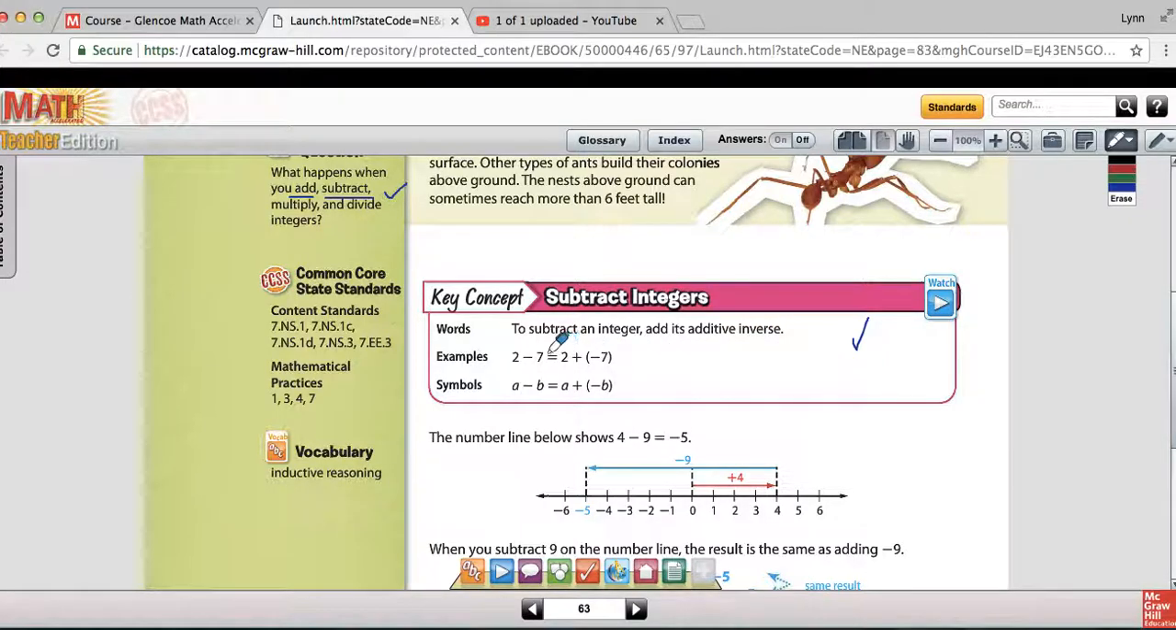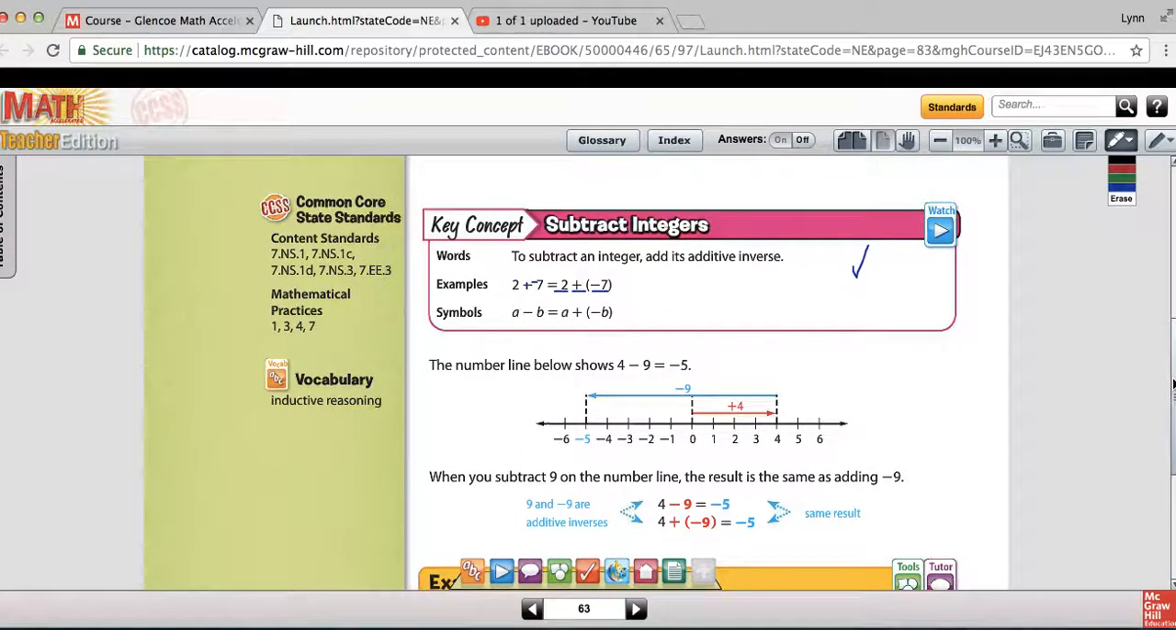I know that some teachers teach it keep, change, switch, or keep, change, flip. I don't remember rules as well as I like. I like to use different strategies, but keep, change, flip, I believe, is what teachers like to use. So they change the subtraction sign to a positive sign, and then they make the other number negative. So 2 minus 7 is the same thing as 2 plus a negative 7. Again, that's the rule on subtracting integers.